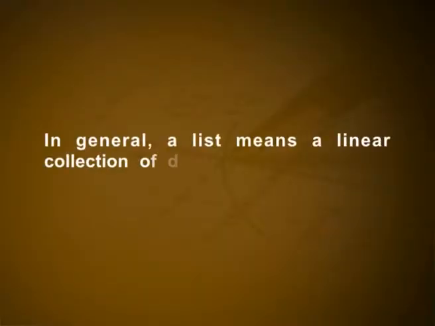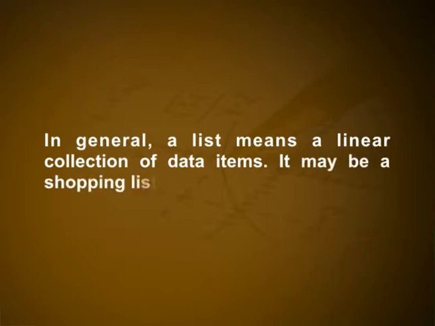Since the elements or nodes are stored at different memory locations, there is less chance of running short of memory when required. In general, a list means a linear collection of data items. It may be a shopping list or a list of books.